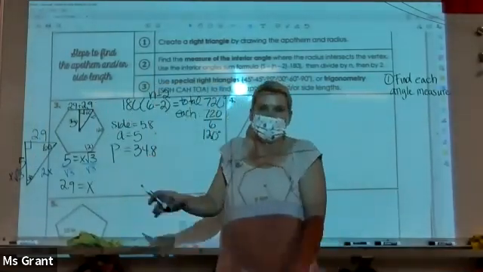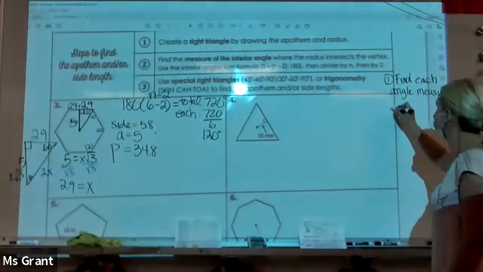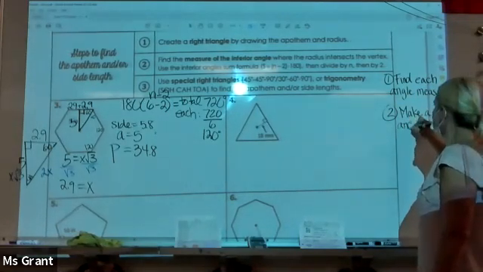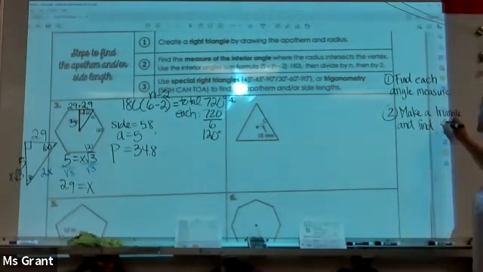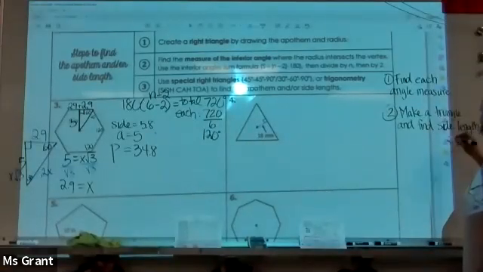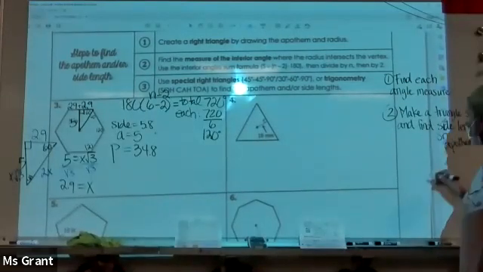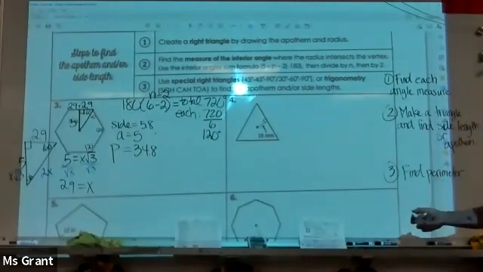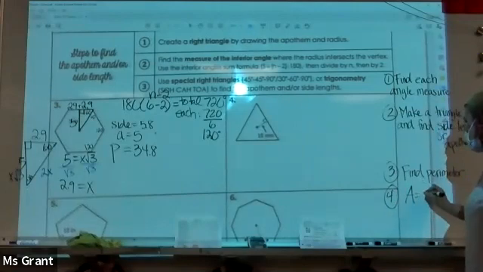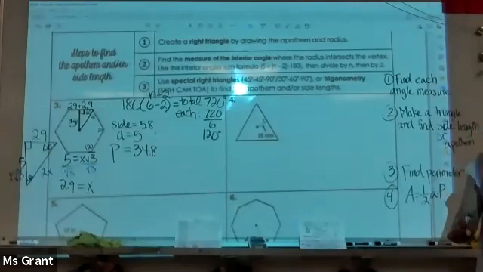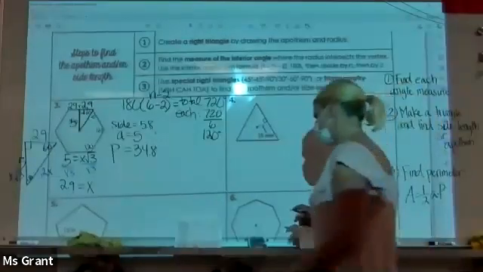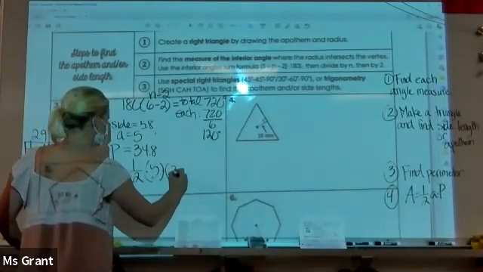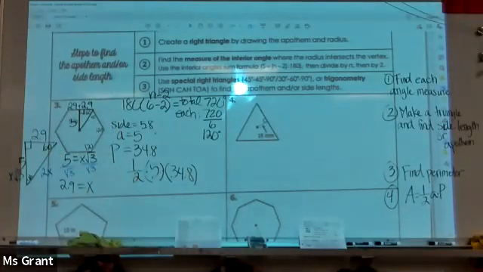Okay, look at all this work I had to do. Let's get back to my list. Find each angle measure. Make a triangle and find either the side length or the apothem. And then I need to find the perimeter, which I just did. Then I'm using my 1/2 apothem times perimeter. So I finally get to do that now. I could do parentheses, that will make it look cleaner. 1/2 apothem times perimeter.